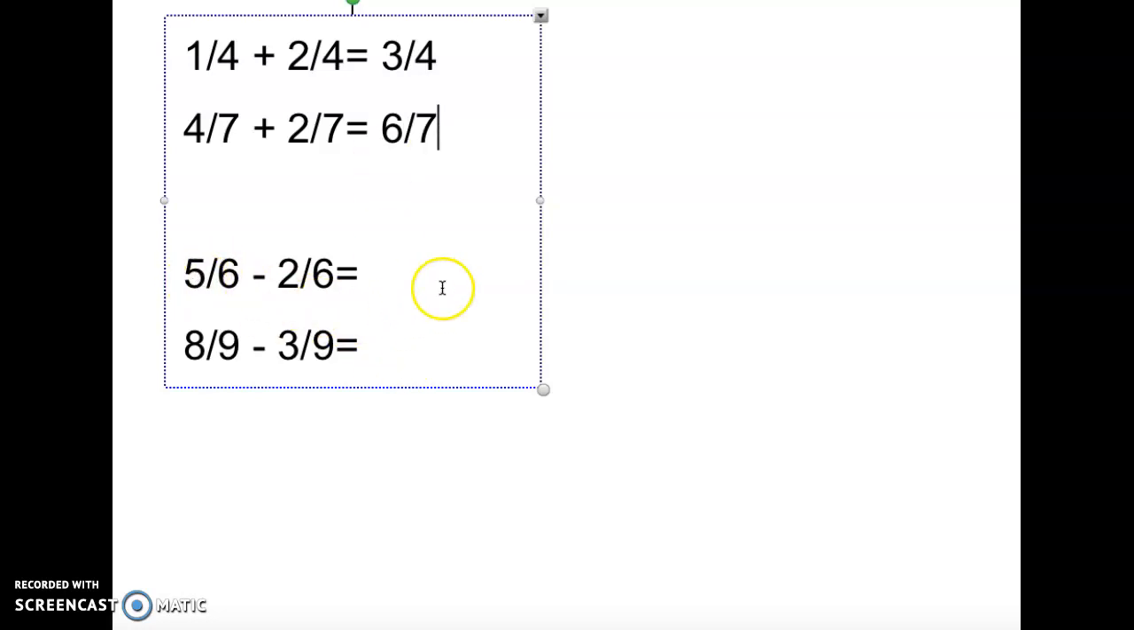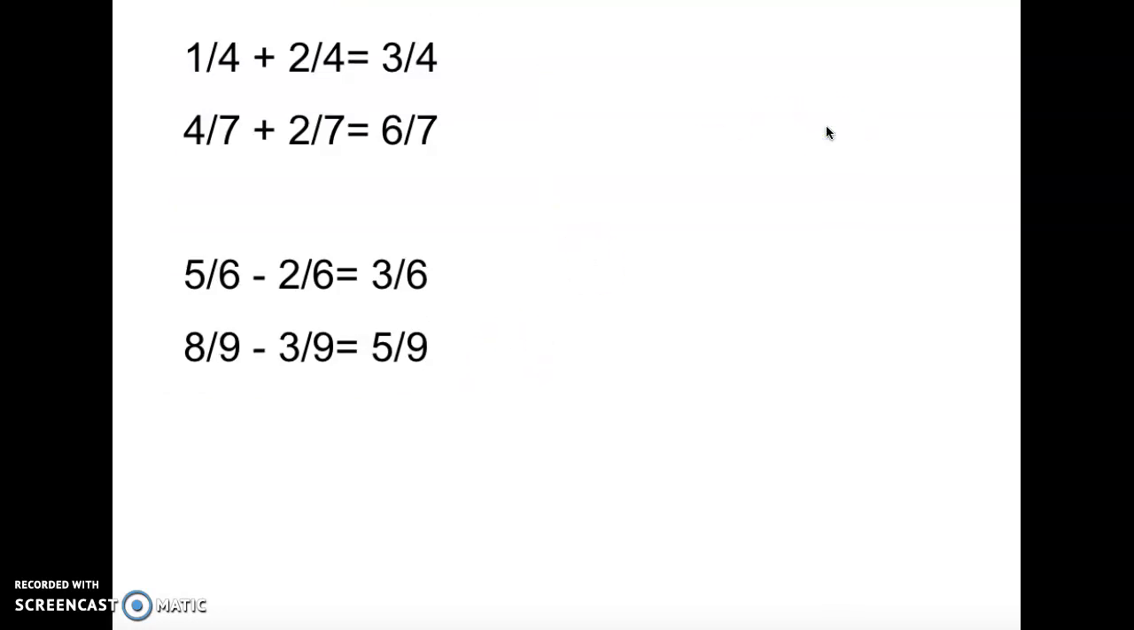Now, subtracting, exact same way. My bottom numbers are still going to stay the same. So I take my 5 minus my 2, and I get 3, and there's 3/6. And on this one, I take my 8 minus my 3, I get 5, and my 9ths are staying the same. So when you are adding and subtracting fractions, as long as they have the same bottom number, you can do the work. The bottom numbers stay the same.